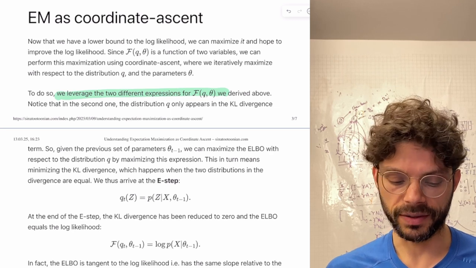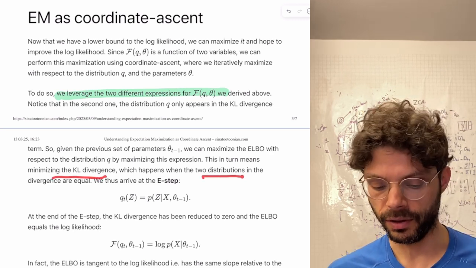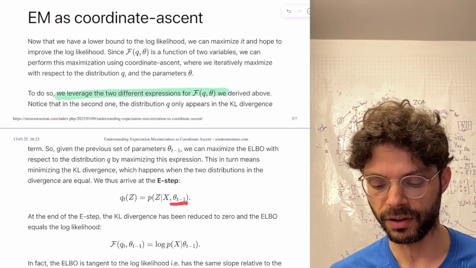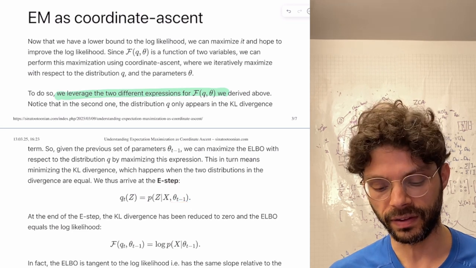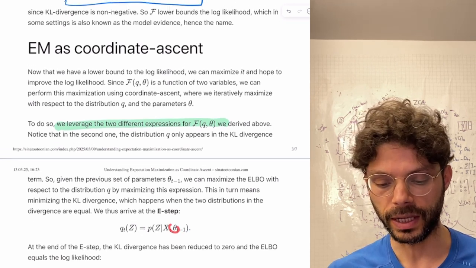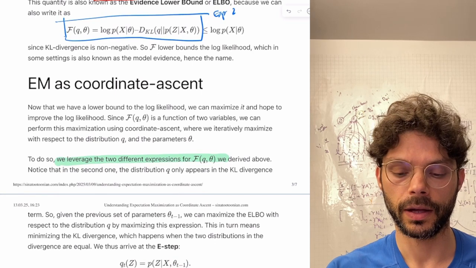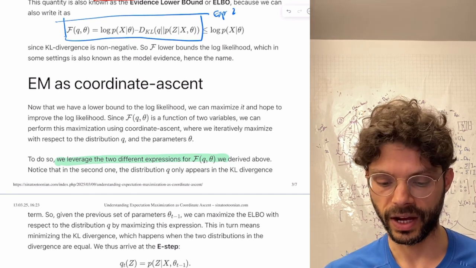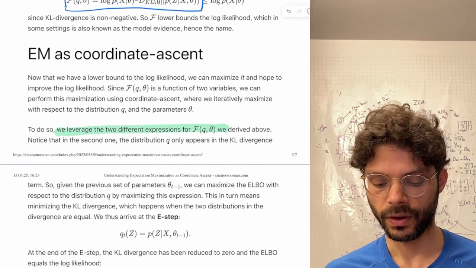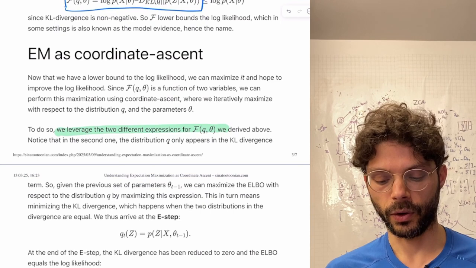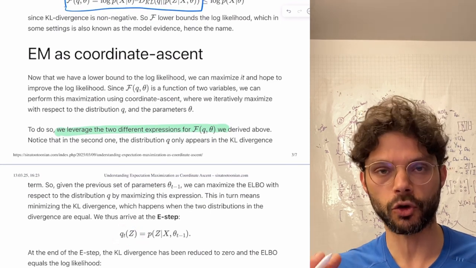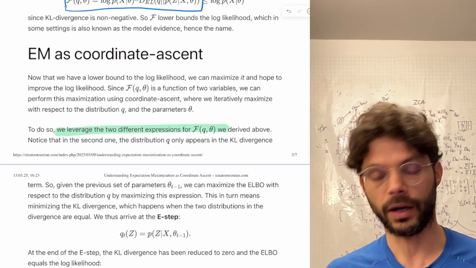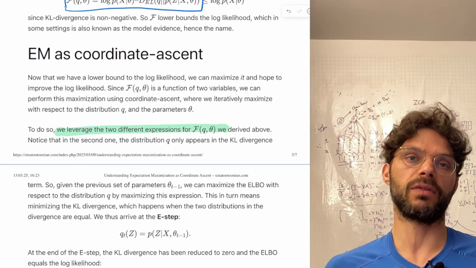This in turn means minimizing the KL, which happens when the two distributions in the divergence are equal. So that gives us our E step. We've got our previous parameters, and we set Q of t, as a function, to be the posterior given those parameters. Okay, so that's the E step. We're going to set our proposed distribution on Z to be the posterior on the latent variables given the previous set of parameters.